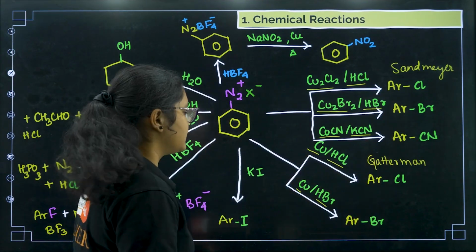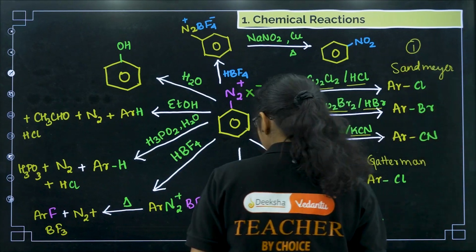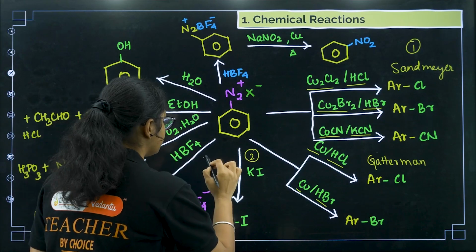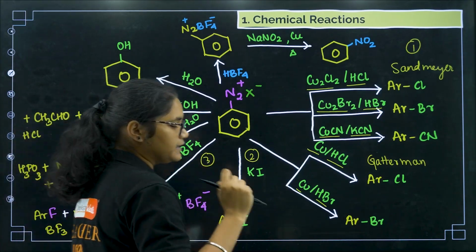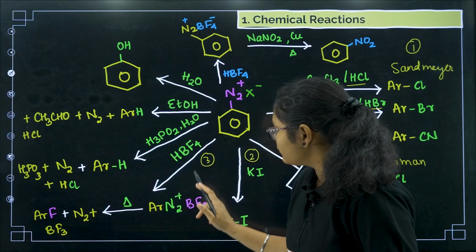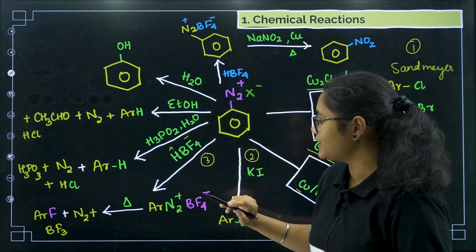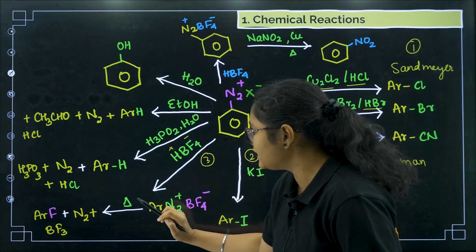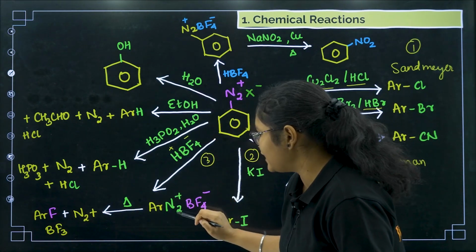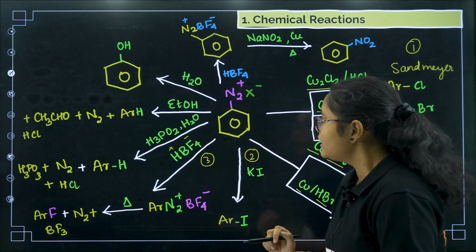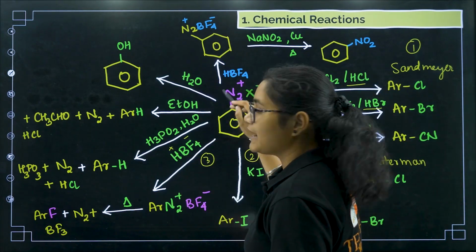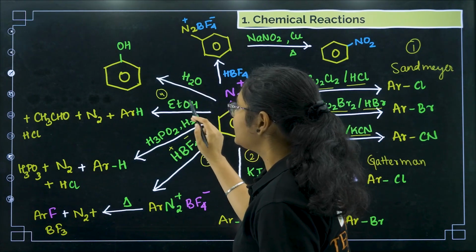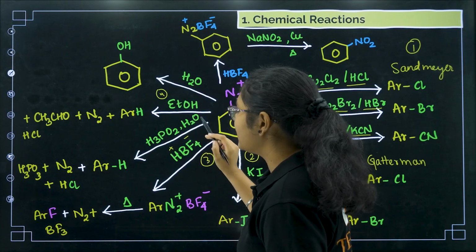Okay. Next, replacement with I-: for that you just need to treat with KI. Then for replacement with F-, you just need to treat it with HBF4. So you get here H+, BF4-, and then N2+ with BF4- will come. Then if you heat it, we get ArF, N2 and BF3 is formed. Next is to replace it with hydrogen. For replacing it with hydrogen, you have two methods: you can treat it with ethyl alcohol, or you can treat it with H3PO2.